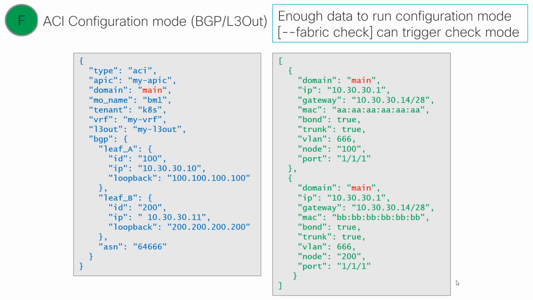This is another example of Fabric.json file content that triggers ACI configuration workflow, and more specifically, BGP L3 out mode in ACI. You see that the blue section for controller has more attributes than in check mode, while the green part for interfaces remains the same. ACI Fabric configuration video available in the playlist will give you more insights into definitions and workflow execution.